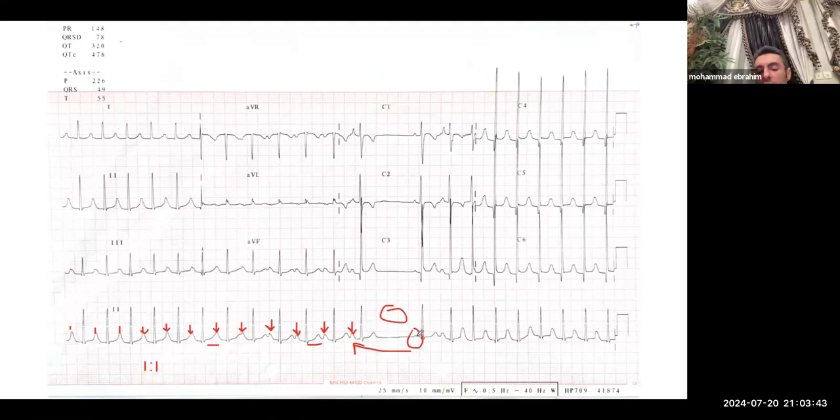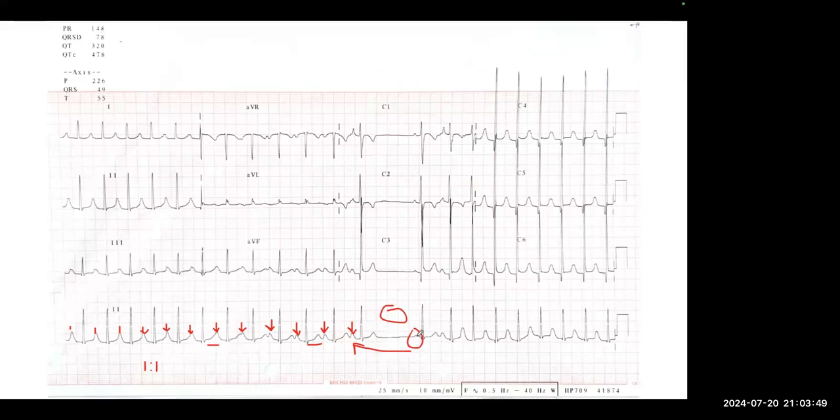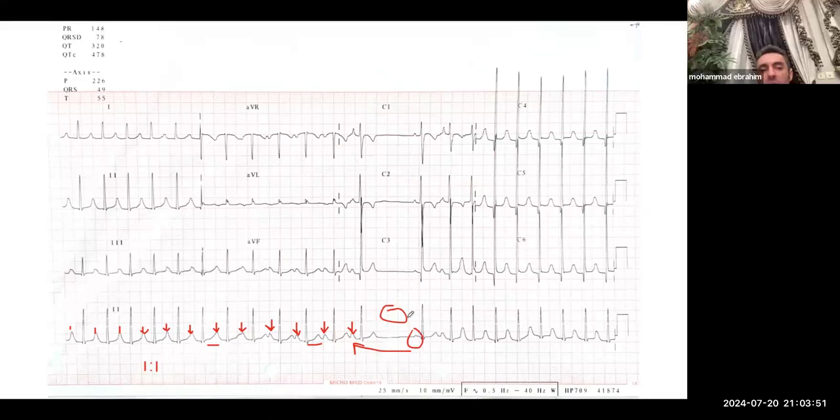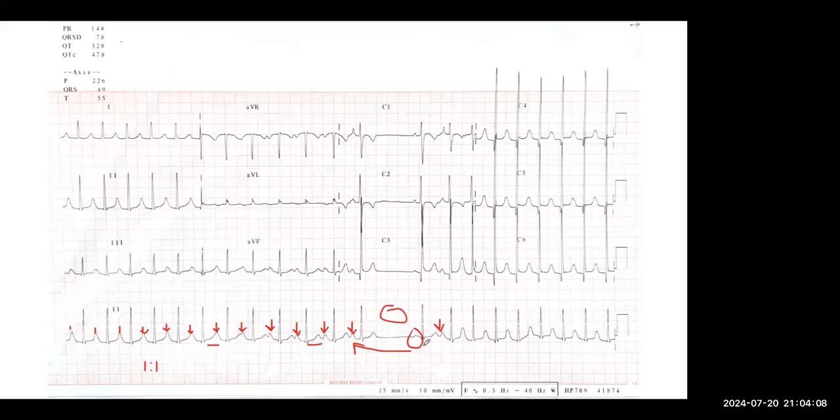So what do you think the rhythm is? This is sinus, the sinus node woke up and this is a sinus P wave most likely. Of course you don't have lead 1 and 3 and AVF, but this P wave is positive in lead 2, most likely a sinus P wave. Then another P wave came in that looks different.